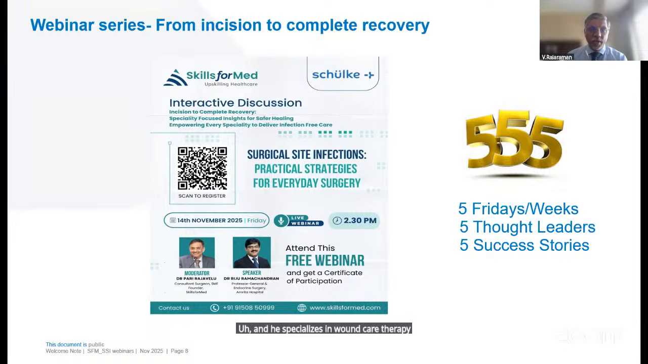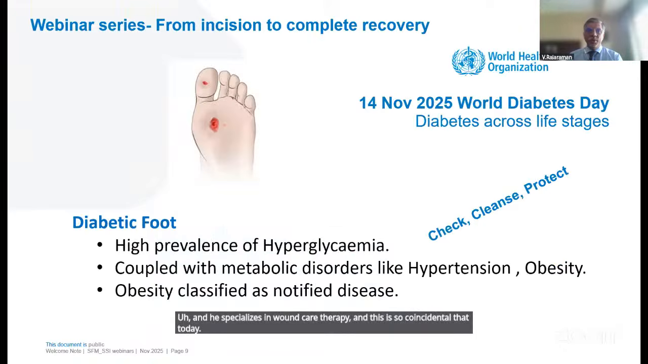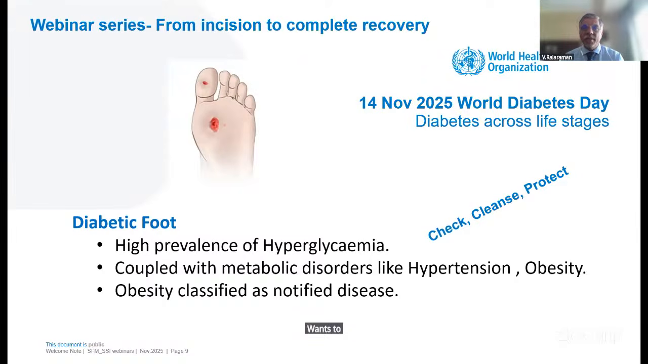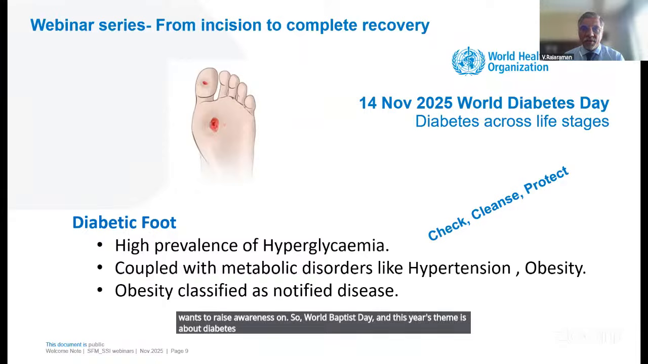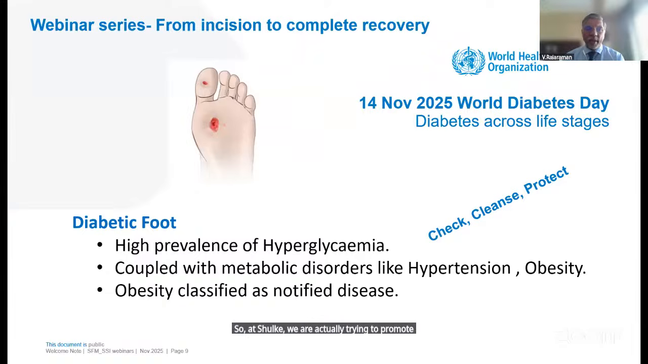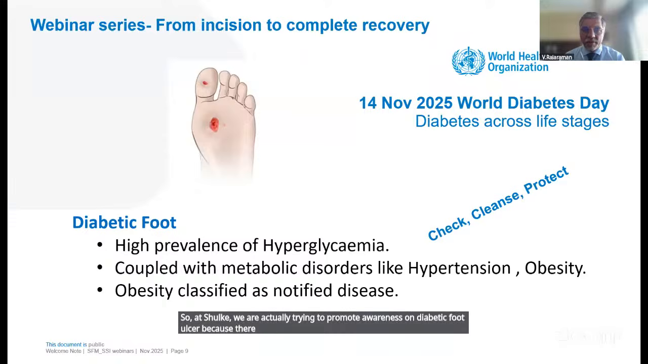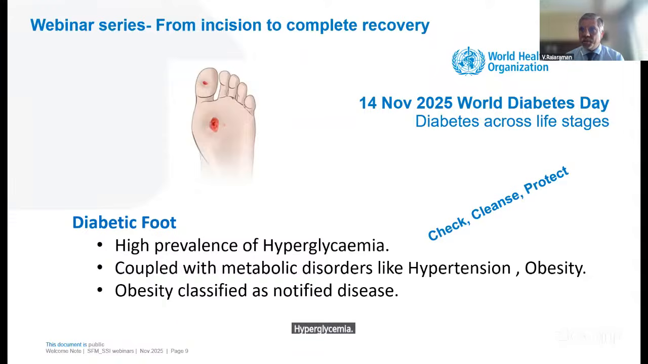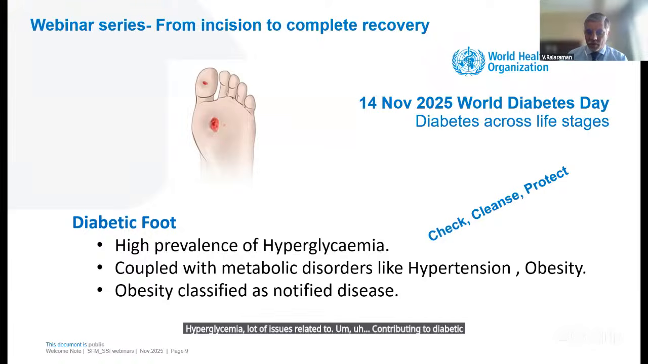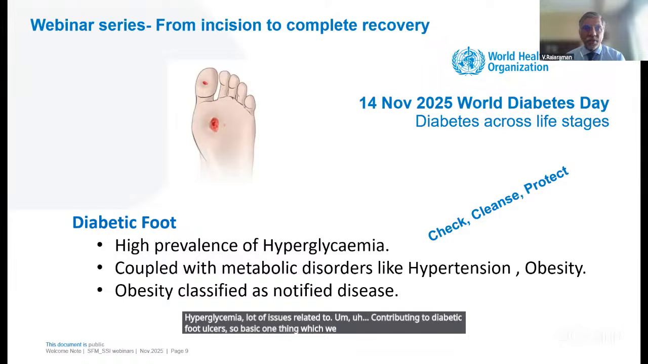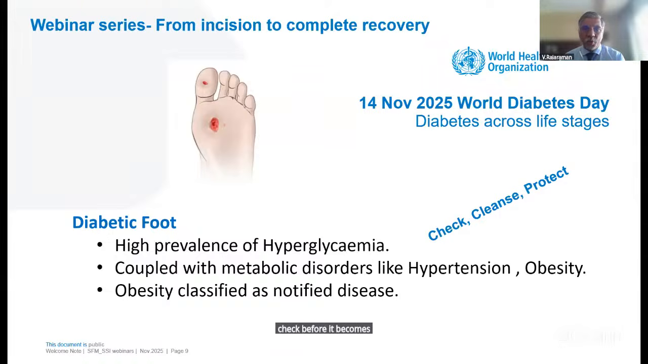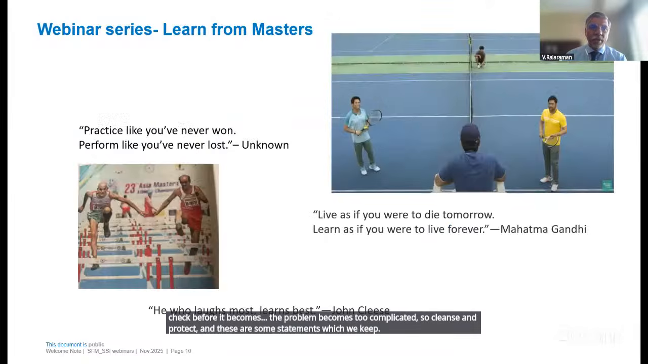It is so coincidental that today, as the WHO wants to raise awareness on World Diabetes Day, this year's theme is diabetes across all life stages. At SLA, we are trying to promote awareness on diabetic foot ulcer because there is a high prevalence of hyperglycemia and many issues contributing to diabetic foot ulcers. The basic thing to understand is to check before the problem becomes too complicated. Cleanse and protect. These are statements we keep reminding people.